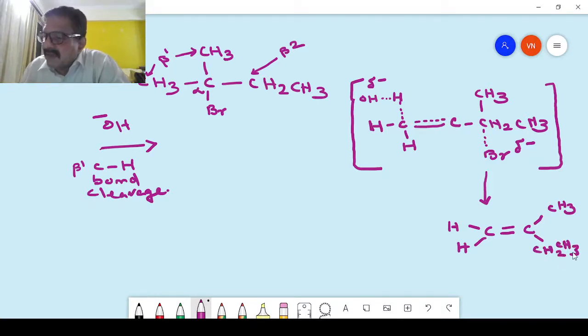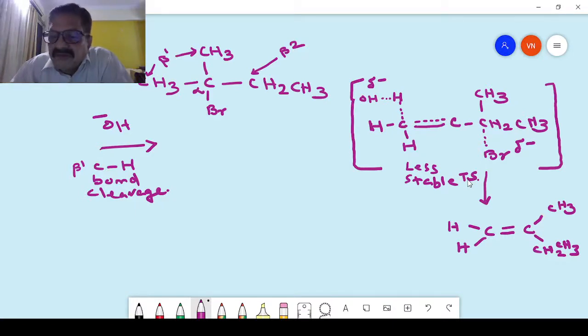CH2, CH3 here. This will be the minor product, because this is a disubstituted alkene. This transition state is a less stable transition state, so it gives a disubstituted alkene. As per the Saytzeff rule, we should get the maximum substitution, that is the most stable alkene. Correct? So this is okay here.